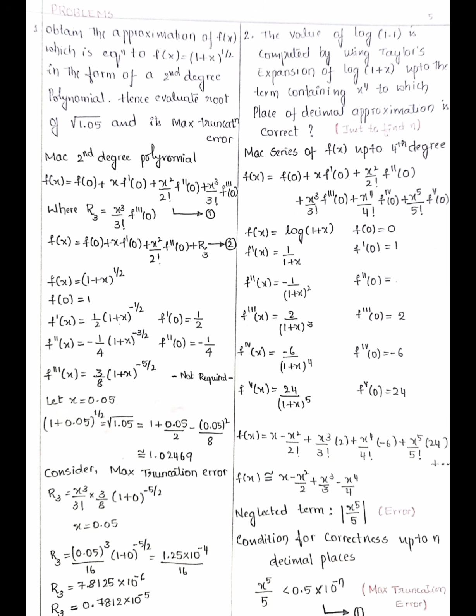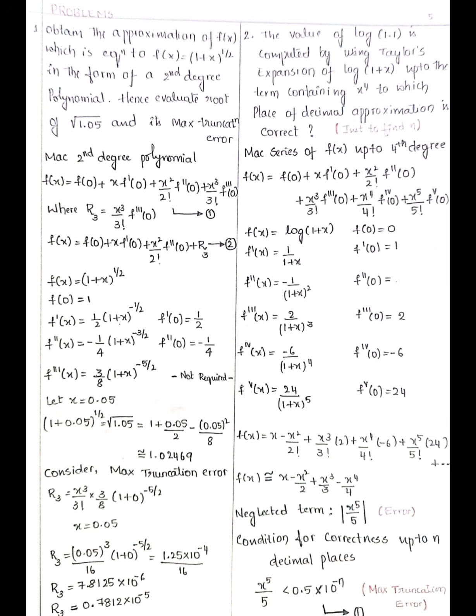So what do I do? I'm just expanding it using the Maclaurin series. I know the formula of the Maclaurin series. f of x is equal to f of 0 plus x into f dash of 0 plus x square by 2 factorial f double dash of 0 plus x cube by 3 factorial into f triple dash of 0. So that x cube by 3 factorial f triple dash of 0, we are just ignoring it.